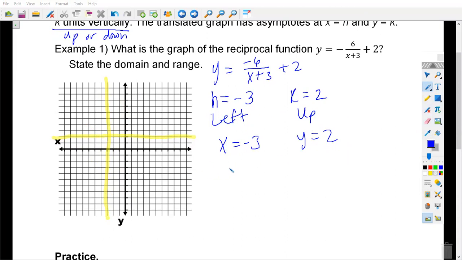Now, the third part is still thinking about it in terms of -6 over x, like making your table based off of that. So when you're making your table, you're still going to think about it in terms of y equals -6 over x. What are friendly numbers I can use here? I can use -3, -2, -1, 1, 2, and 3. Agreed? -6 divided by -3 is 2. -6 divided by -2 is 3. -6 divided by -1 is 6. And it's going to be their opposites, right?